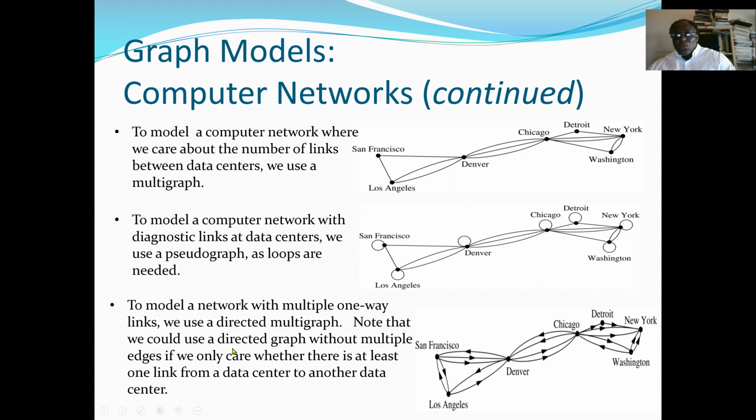Now, to model a network with multiple one-way links, we can use a directed multigraph. Note also that we could use a directed graph without multiple edges if we only care whether there's at least one link from one data center to another. We can see this in the directed multigraph: one arrow moving from Chicago to Denver, another Chicago to Denver, another Denver to Chicago, and Denver to Chicago.